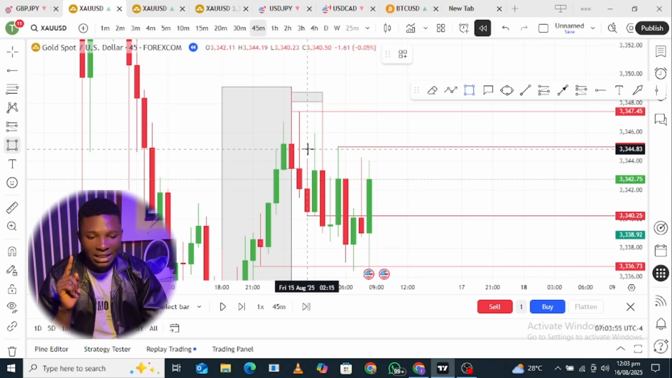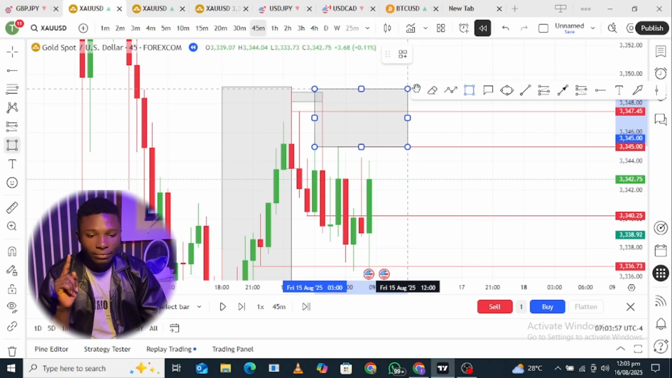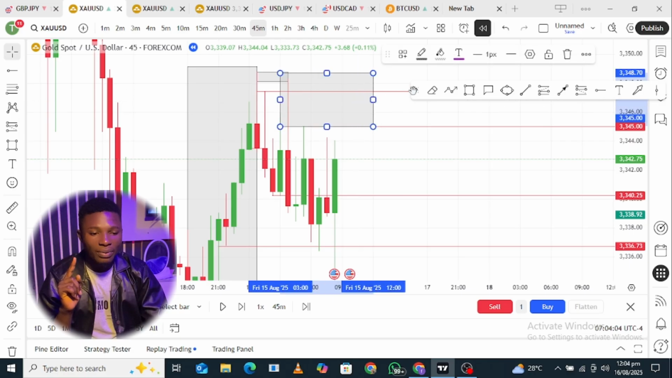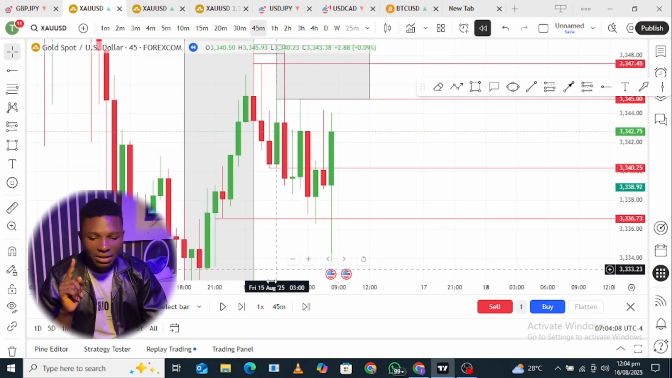So the other block is in this particular area, don't forget that. The other block can be anywhere. All right, so the other block is going to be in this particular area. So that is where price is going to return back to and respect. So let me just play out the market. Let's see what happened.